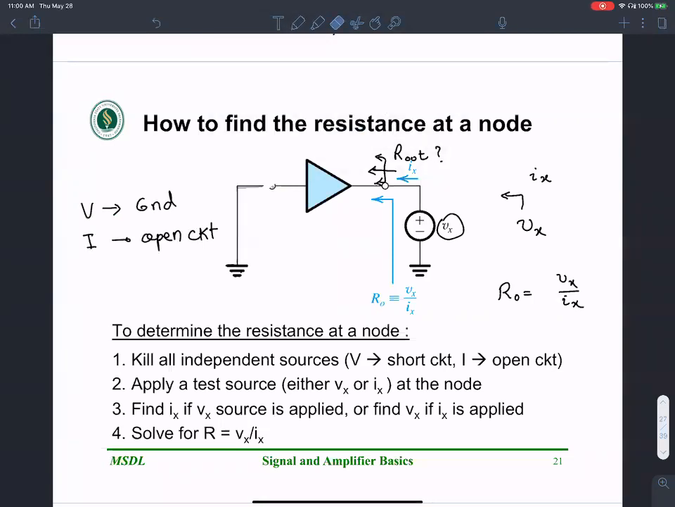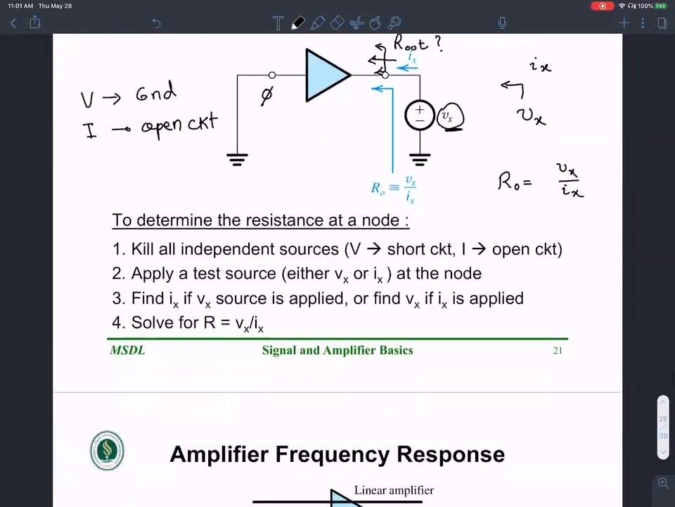Let's say you have an amplifier with some input. In order to calculate the output resistance of the amplifier, the first thing you do is make the input zero. If the input is a voltage, you connect it to ground. If the input is a current, you open circuit. So you make the input zero. Then you apply a test voltage, look at the test current, and divide the test voltage by the test current. Okay, so that's the idea. We'll see this in action using an example later on.